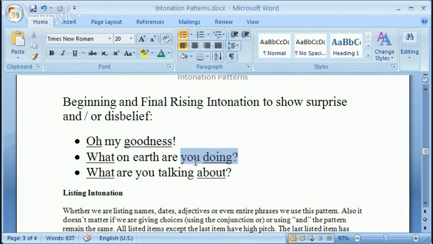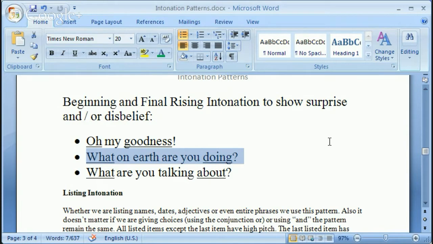This is a very common expression. It basically means you don't understand what actions someone is doing. They could be direct actions right now. They could be, why do you keep making faces at the boss at work? What on earth are you doing? Are you trying to get fired?